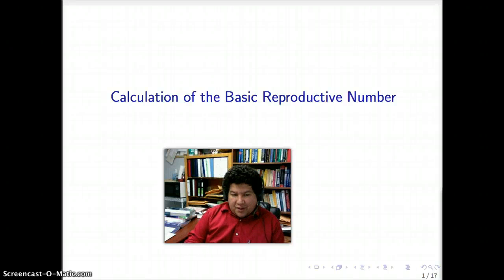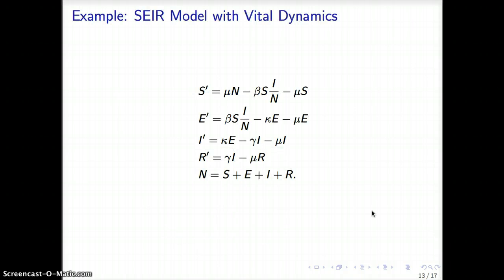We continue our discussion on the calculation of the basic reproductive number. This is part 3, and we are now going to work out an example in which we will compute the next generation matrix and the eigenvalues of this matrix. The example for the application of this method to compute R naught is provided by an epidemic model that we call the SEIR model.